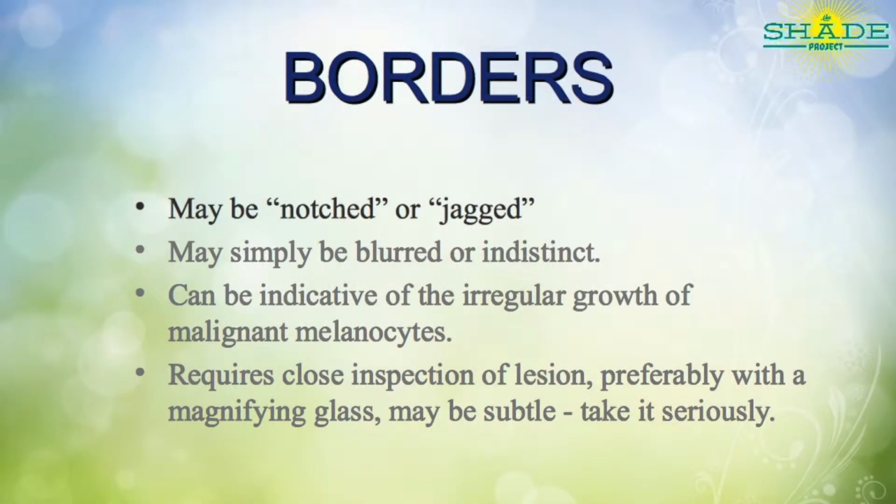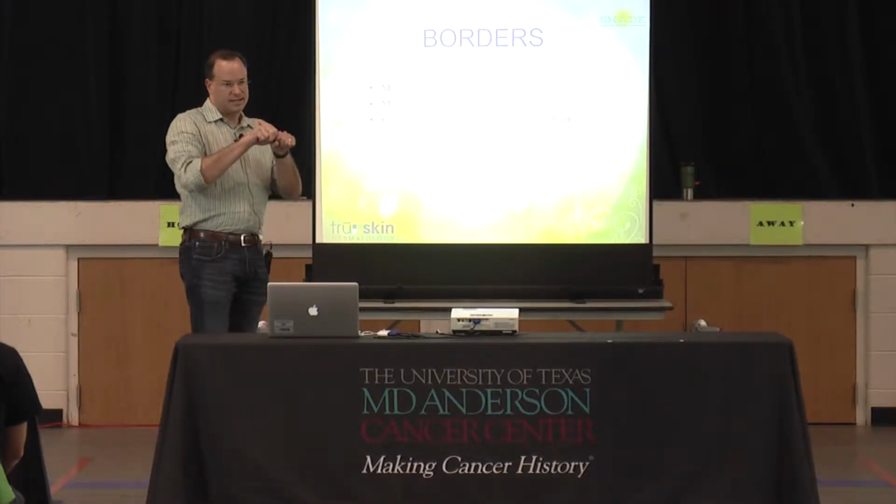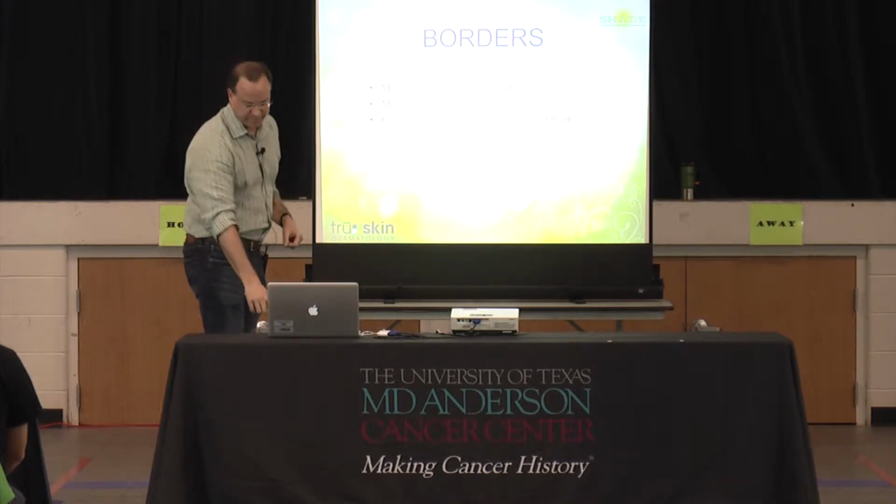Okay, so borders could be notched or jagged. This is another one, blurred or indistinct. I think we all think, well, the border has to have sharp teeth or jagged edges. Not necessarily. It might just fade into the surrounding skin. And that's a bad thing too. That fading is melanocytes spreading out. That's not a good thing.